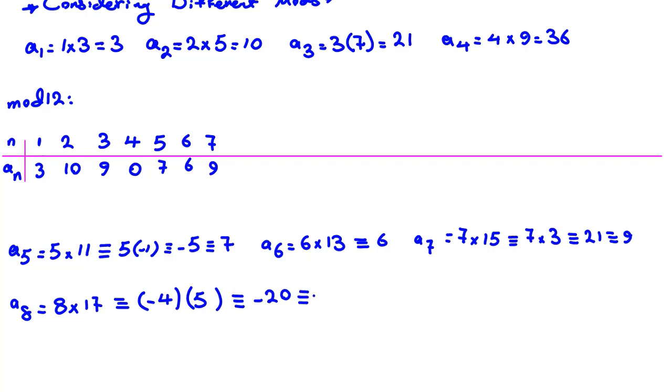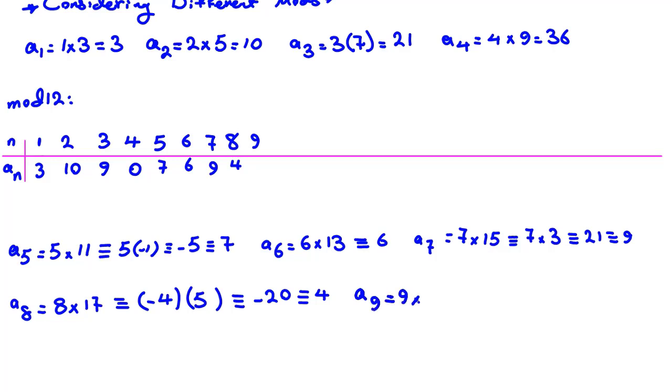-20, if we add 12 and 12 twice, it will be 4 plus 24. You can add 12 when it is mod 12. So for 8, it is 4. So we will see 9, after that 4, after that 0. So we don't have repetition. We should continue. Keep writing.